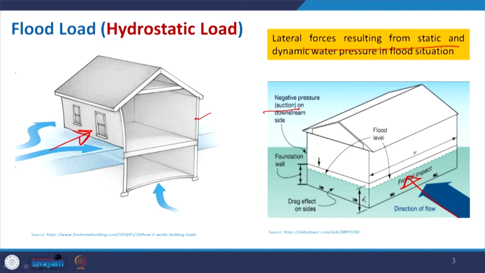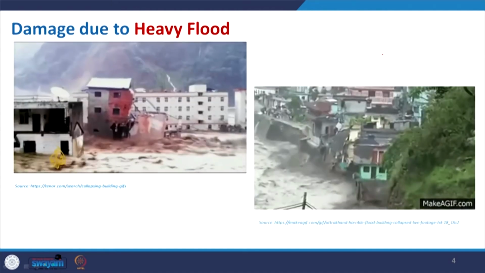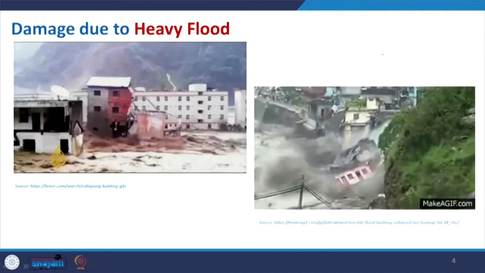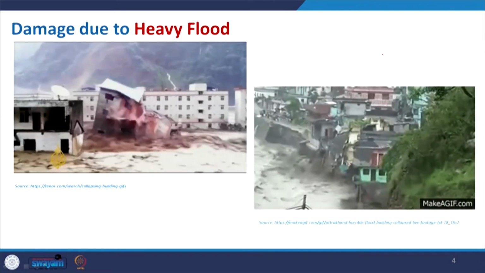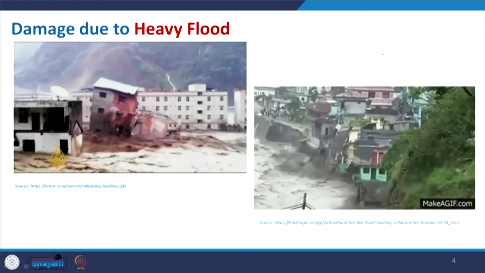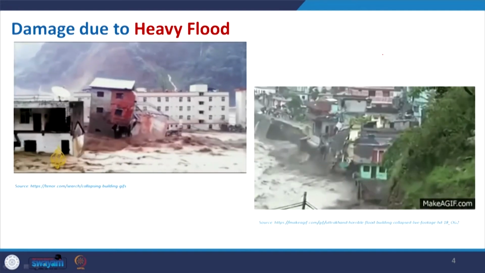forces resulting from static and dynamic water pressure in a flood situation are very dangerous and may be really catastrophic. Here you can see two such images where you can see the heavy flow of water, how it really damaged the building, and it is a total collapse. You can find many such examples if you just search. So, this is really very risky wherever the situation is like that.